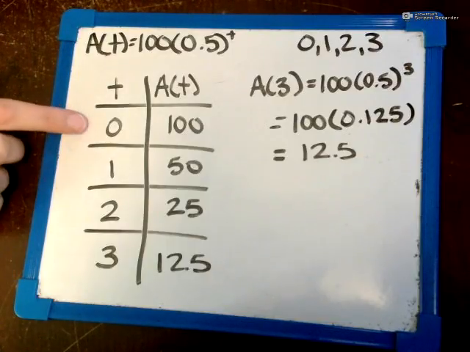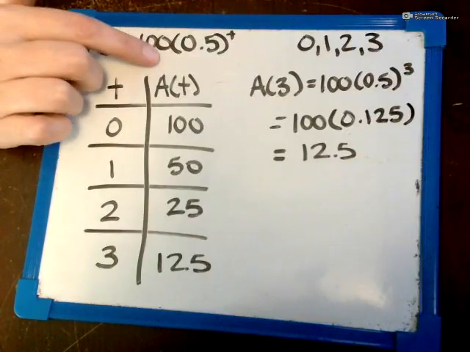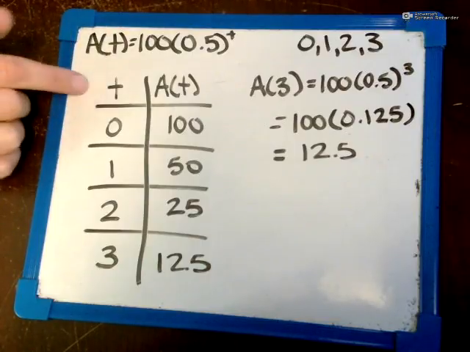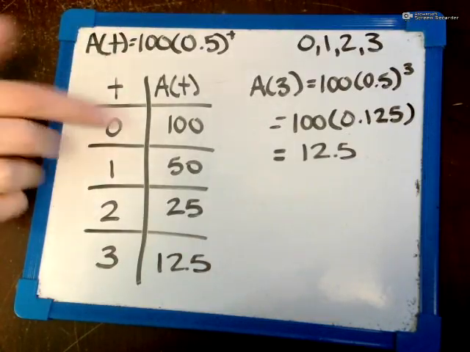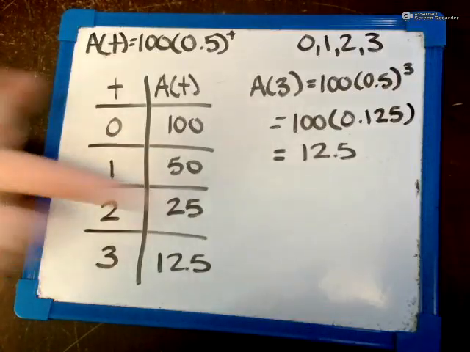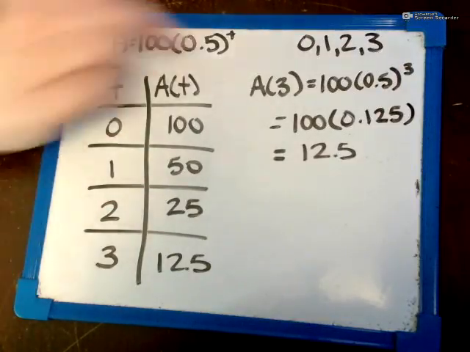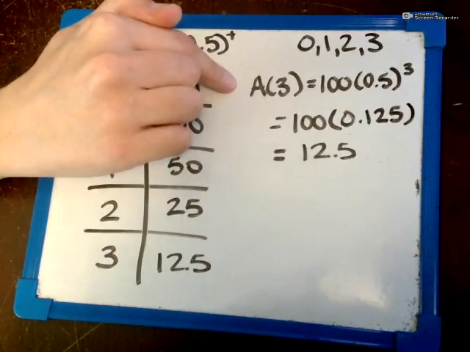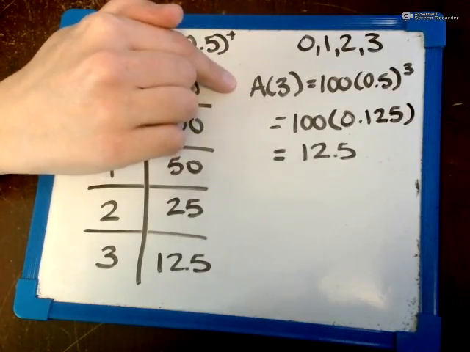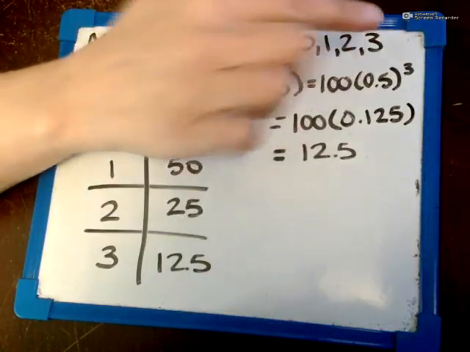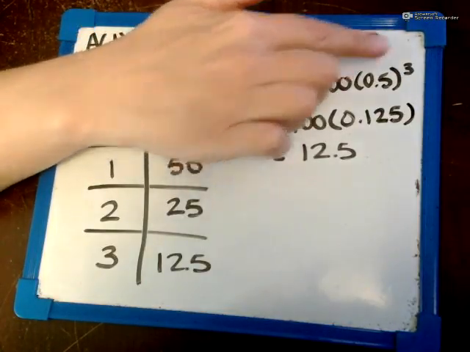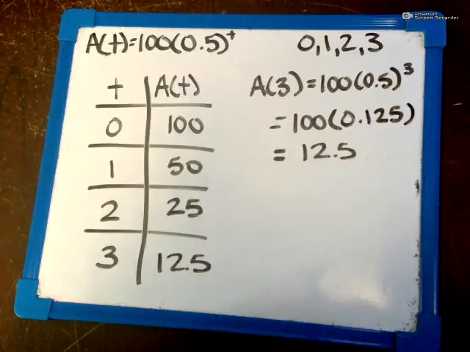So we take the values of x, plug them into this formula, and the values for t, and then solve it out. So 0 is 100, 1 is 50, 2 is 25. If we take 3, we have A of 3 is equal to 100 times 0.5 to the third power. We have to do PEMDAS, so we're going to do the exponents first. 0.5 to the third power is 0.125. So 100 times 0.125 ends up being 12.5.